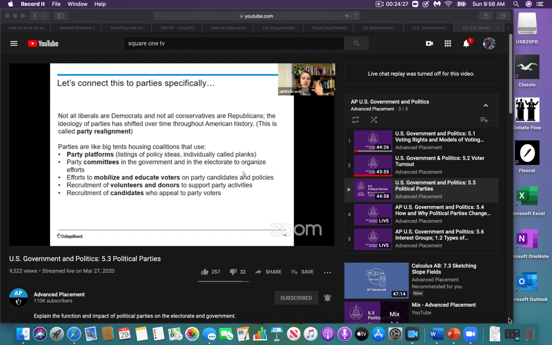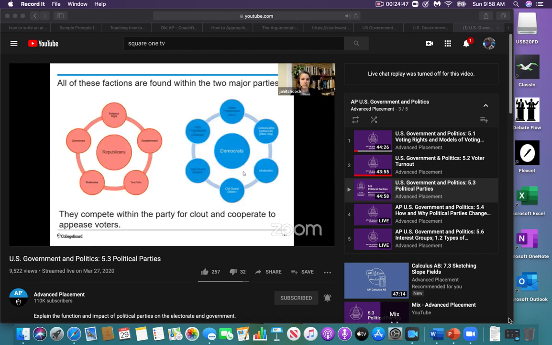Their efforts are going to be focused on mobilizing and educating voters on party candidates and on policies. We're going to be recruiting volunteers, super important, and so are donors to support party activities because it takes a lot of money to get people elected. And then finally, they're going to recruit candidates who appeal to party voters. So let's break this down a little bit.